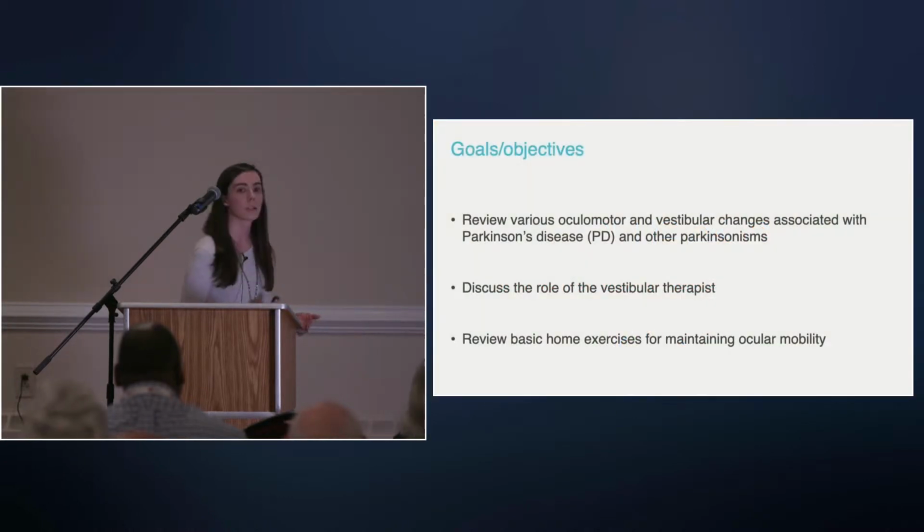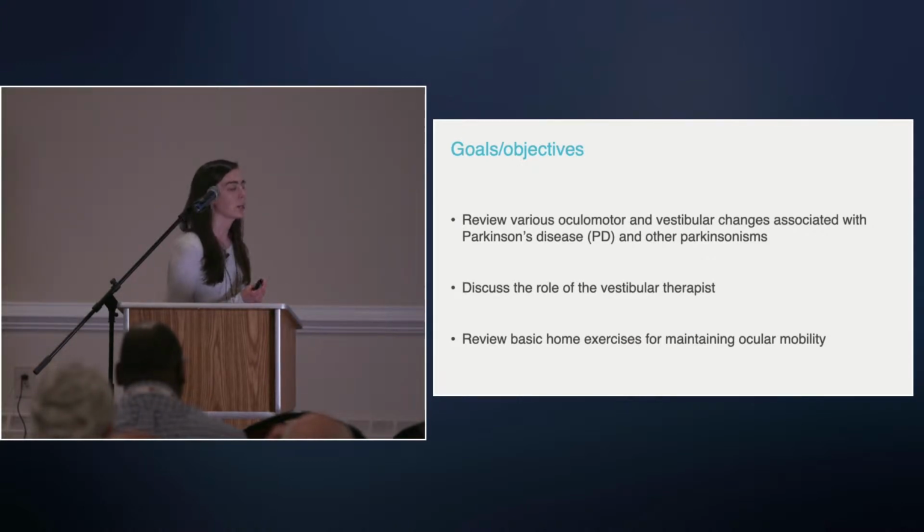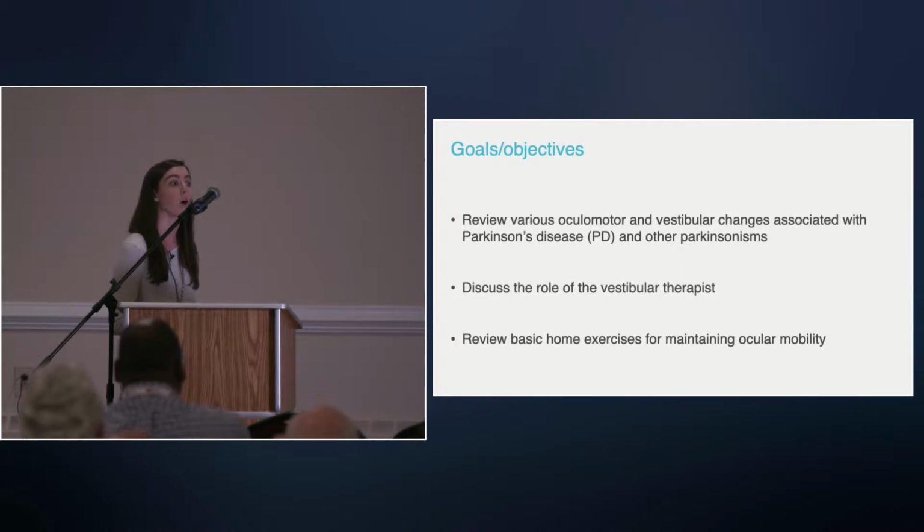Okay, so we're going to start by reviewing all the oculomotor and vestibular changes that happen with each disorder. We're going to talk about the role of the vestibular therapist, what we can do about those things, and then we'll also review some basic exercises that you could get started on your own to try to help with some of those ocular changes specifically.